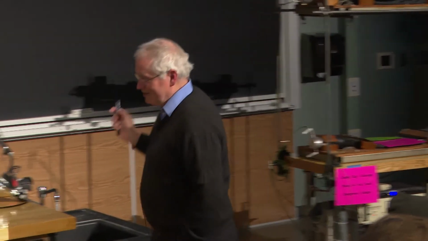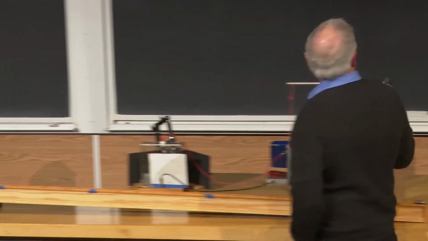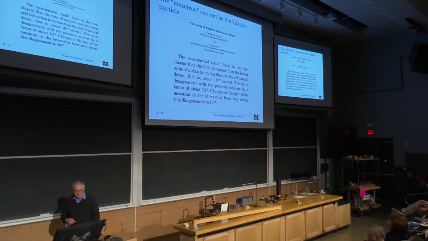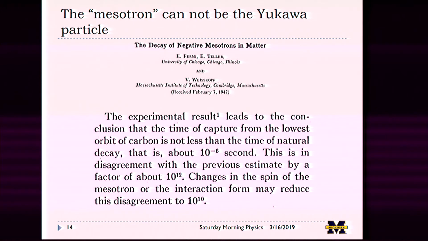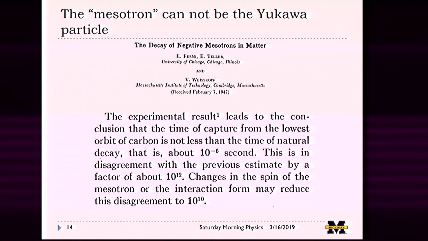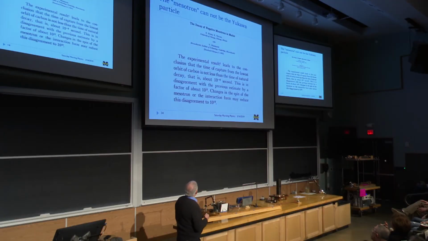So the result from this came out. They started in 1941, and it came out in 1947. Let me go back one. And notice the date here. This result was published February 1st, 1947. This mesotron cannot be the Yukawa particle, was the conclusion of this, published by Fermi, Teller, and Weisskopf. And note the date by which this conclusion was received by the journal, 6 days later.